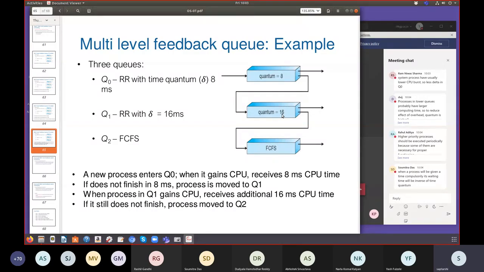If it still does not complete, then it is moved to Q2. So this is kind of penalizing a process for taking too much CPU time. Right. So if a process is taking too much CPU time, you reduce its priority. That's the idea.